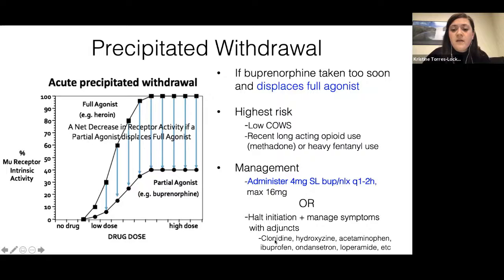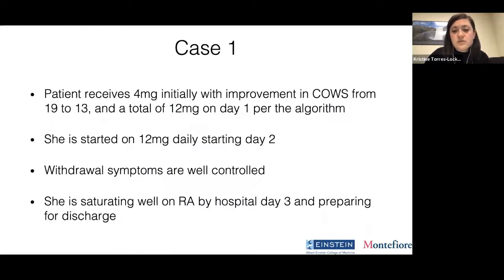So the adjuncts that are also in the order set at the right dosages and intervals are clonidine, hydroxyzine for anxiety, also Tylenol, ibuprofen for joint pains and aches, Zofran for nausea, loperamide for loose stools, etc. So those are all in the order set as well. I've done a ton of buprenorphine initiations, and I've only seen a precipitated withdrawal twice, and both cases were patients who were on methadone and started it too soon.